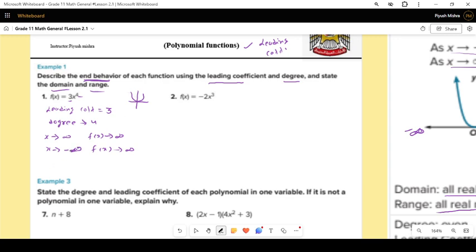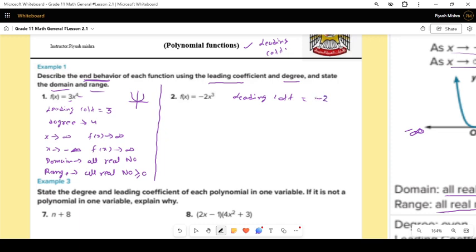So here the domain will be all real numbers, and range will be all real numbers but greater than or equal to 0. Okay, so this one question done. Now question number 2. Here let's start. Leading coefficient is equal to minus 2.